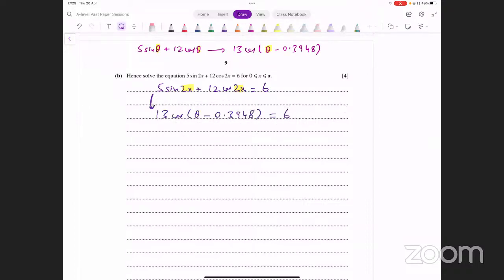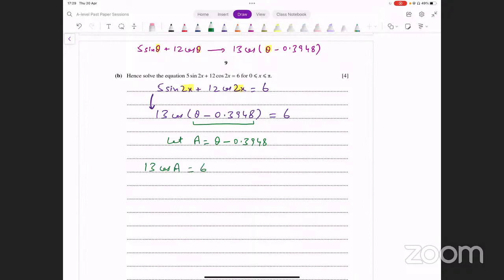This whole inside part is the angle, remember your angle is this whole thing. So what do we do, we denote this whole thing with some other letter. Let's say this is A. So we say let A equals theta minus 0.3948. All right. So now the equation therefore becomes 13 cos of A equal to 6.